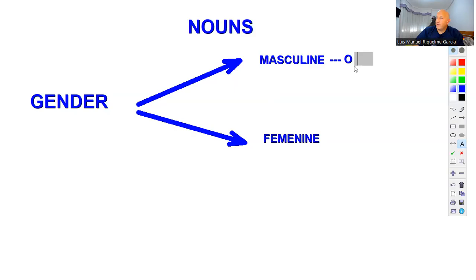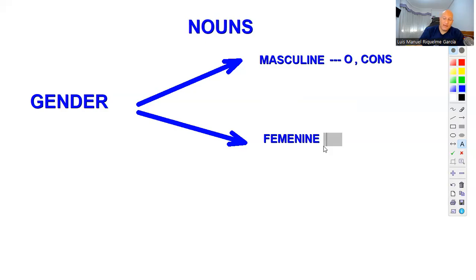What other endings are normally masculine? Consonants. Any word ending with a consonant tends to be masculine. Examples. Tren. That's a train. Ends with an N, it's masculine. Or papel, paper. Ends with an L, that's a consonant, it's masculine. There are some exceptions, as I said before, but this is what the rule says.